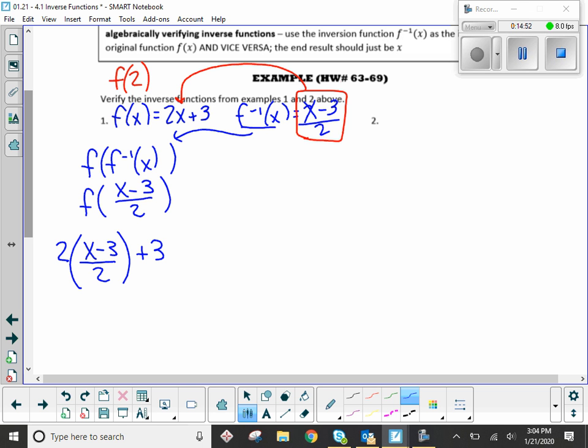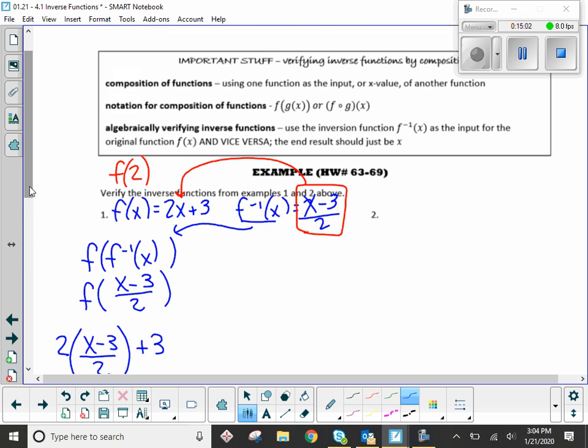When you use another function as the input for a whole other function, this is called a composition of functions. So if you hear me say that, that's what I'm talking about. Instead of a number as an input for x, we're using a function or equation as an input for x. Okay? And this is the notation for that.